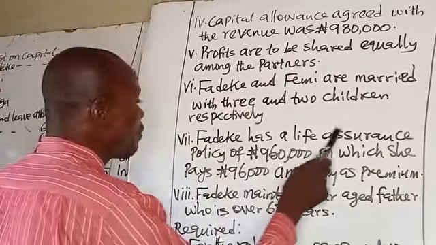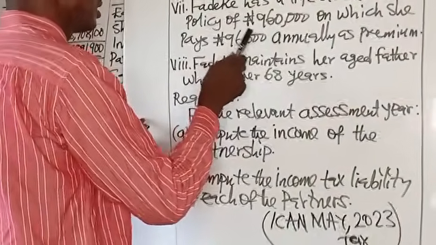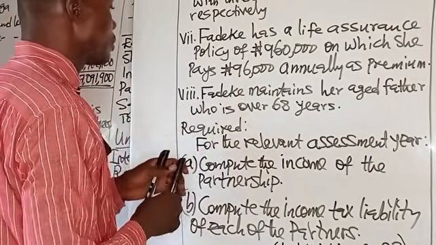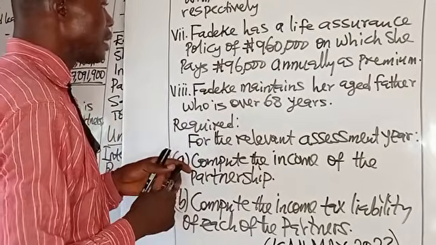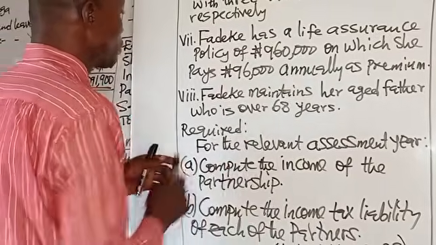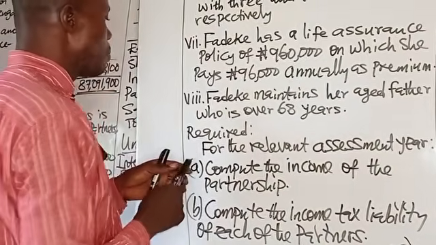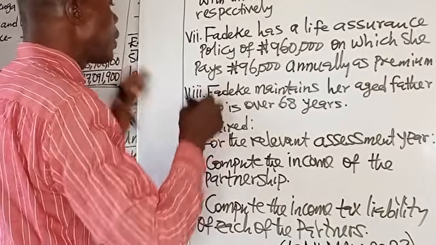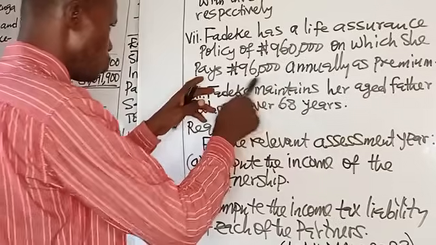Fadike has a life assurance policy. So this is a tax exempt item. The premium paid is a tax exempt item. We don't need the principal sum. We only need the annual premium paid as tax exempt item. Now, we are on unearned income, so we won't use that yet.